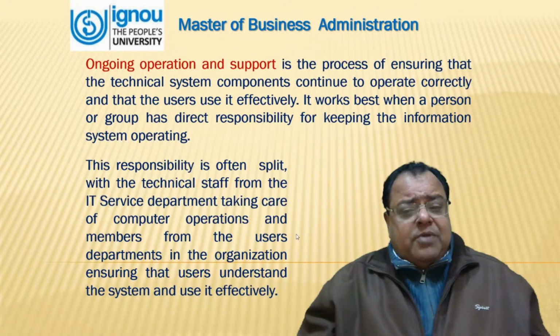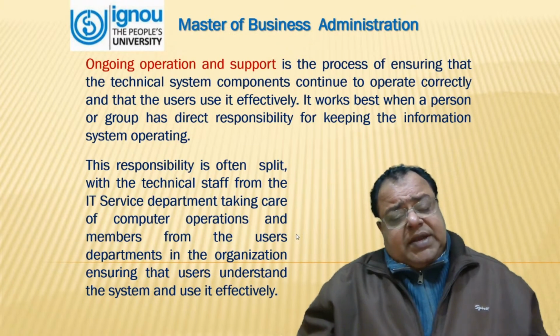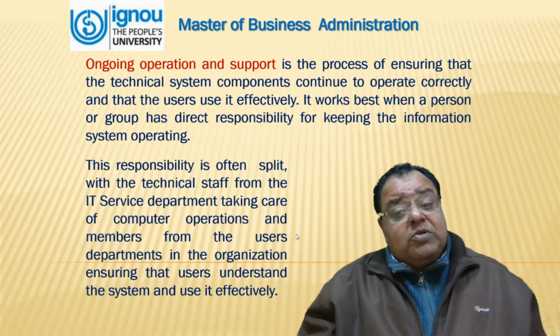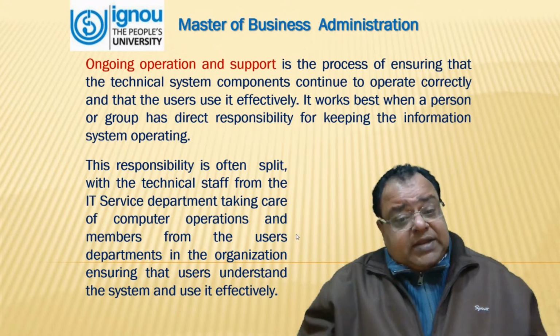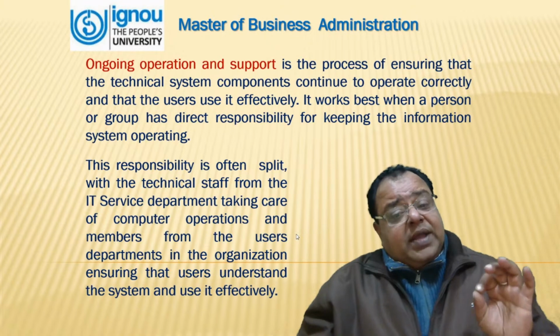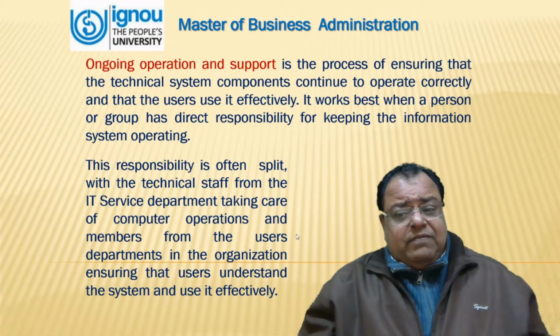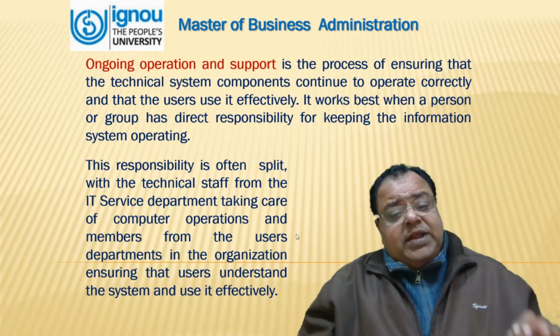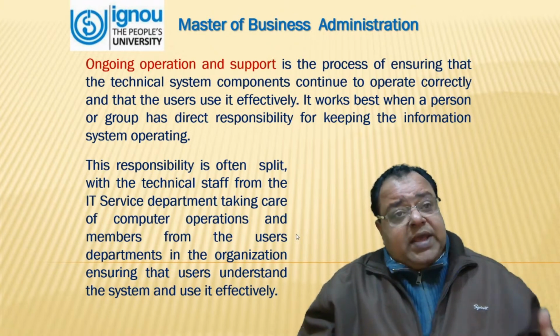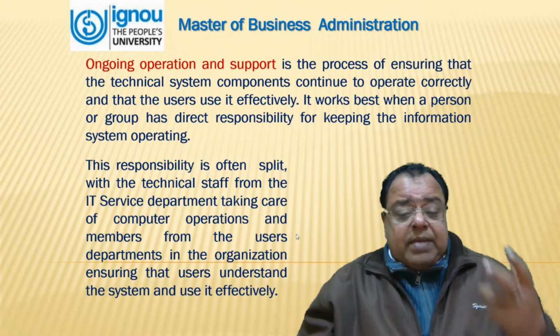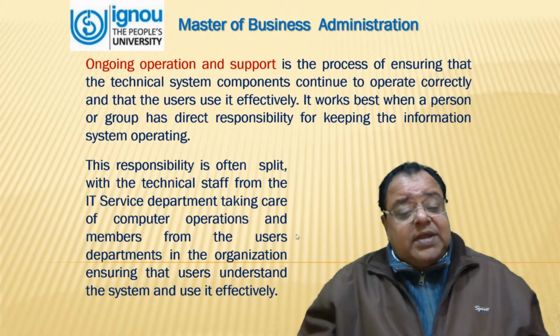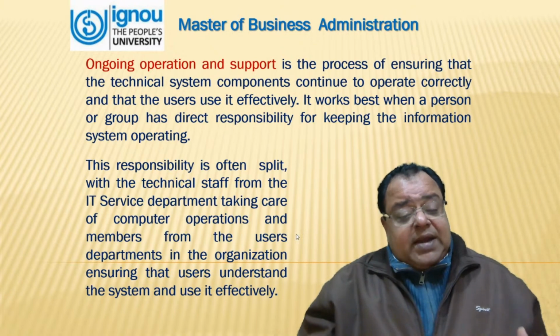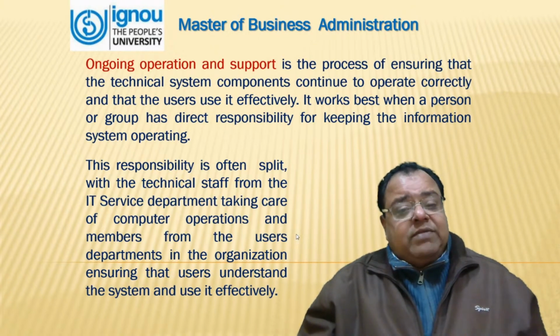Ongoing operation and support is the process of ensuring that the technical system components continue to operate correctly and that the users use them effectively. It works best when a person or a group has direct responsibility for keeping the information system operating. This responsibility is often split, with the technical staff from the IT service department taking care of computer operations and members from the users' department in the organization ensuring that users understand the system and use it effectively.